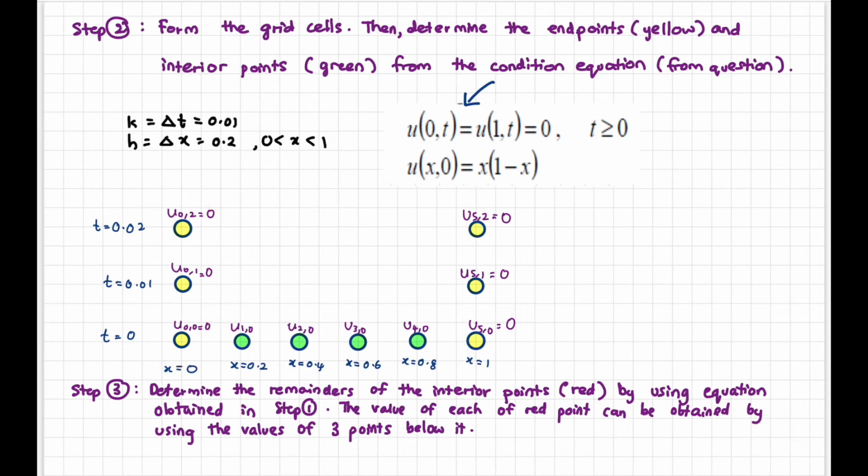So all 0 for the yellow points, and for the green point you have to substitute this value of x into this equation, and also this x into this equation. Okay, so that is step number 2, find the yellow and green points. Step number 3, determine the remainders of the interior point, red.